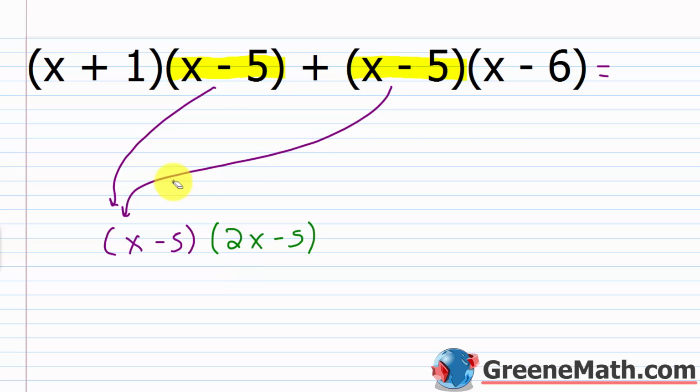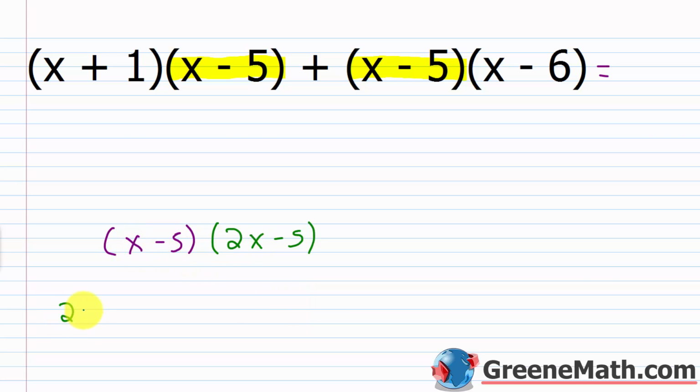Now it's easy to prove to yourself that this works. If I go through and FOIL this, x times 2x is 2x squared. The outer would be minus 5x. The inner would be minus 10x. So you'd have minus 5x and then minus 10x. So you combine like terms there, you'd have negative 15x or minus 15x. And then the last term is negative 5 times negative 5 is plus 25.